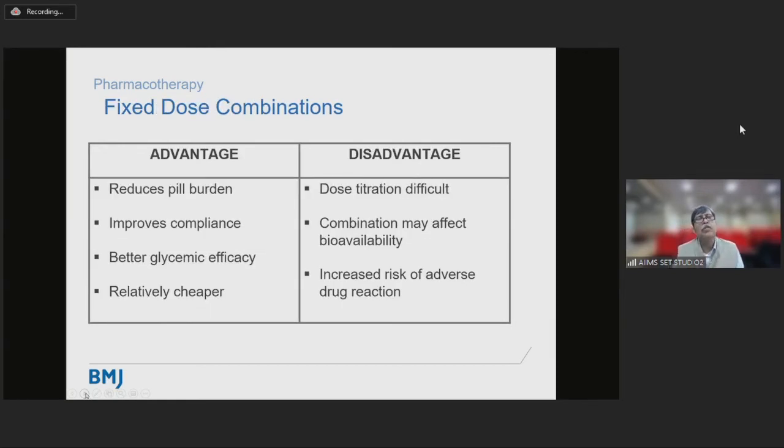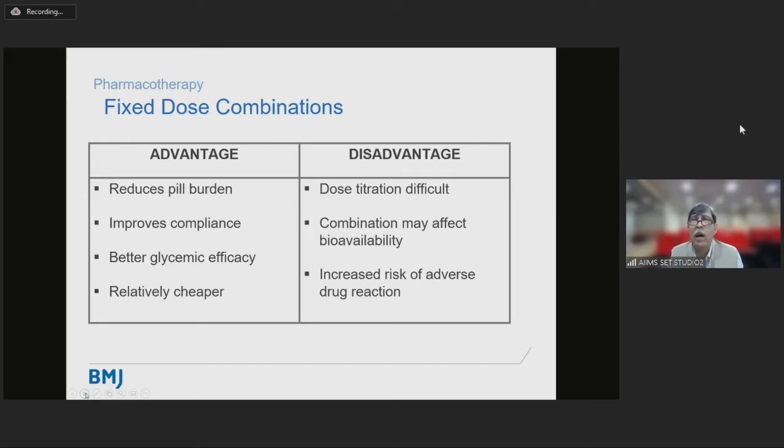What about fixed dose combinations? India has been the champion of fixed dose combinations, right? The advantage, of course, is that it reduces the pill burden. It improves compliance, gives better glycemic efficacy, and is maybe relatively cheaper. Sometimes you find that combinations with metformin are cheaper than those without metformin, and that's because of the way the drug price control, the DPCO, has been put into place. The disadvantage is dose titration is difficult. You don't want to increase the dose of both medicines, but you're compelled to do that.